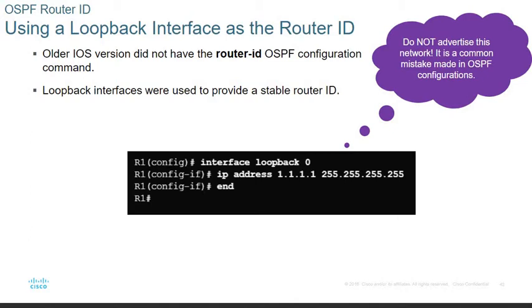OSPF Router ID. Using a loopback interface as the router ID. Older IOS versions did not have the router-id OSPF configuration command. Loopback interfaces were used to provide a stable router ID. Do not advertise this network. It is a common mistake made in OSPF configurations.